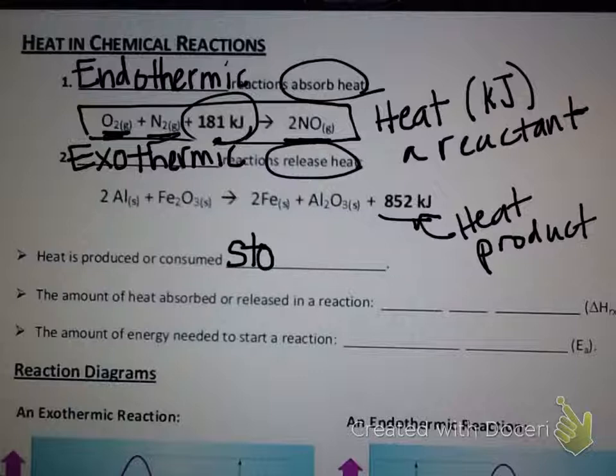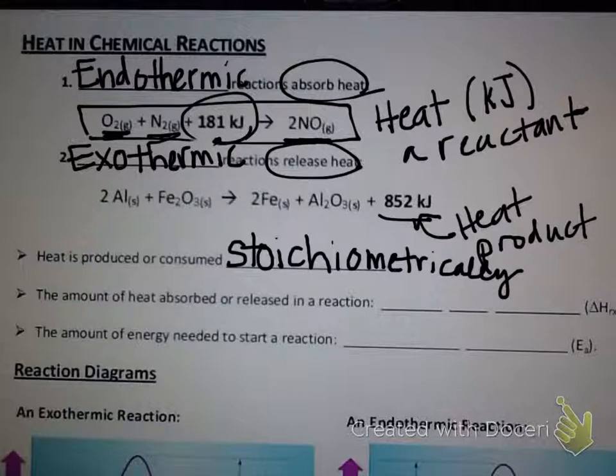Let's write that word down. Stoichiometrically. Stoichiometry is a process of using a balanced chemical equation to give the quantitative amount of each reagent that enters and exits a reaction. Basically, it's the amount of something used or the amount of something produced according to a balanced chemical equation.